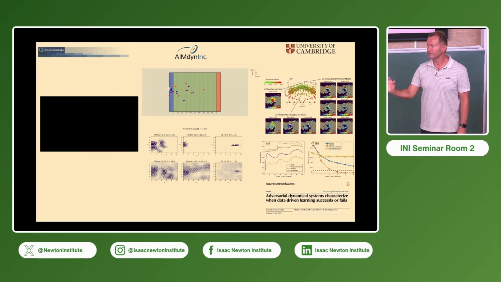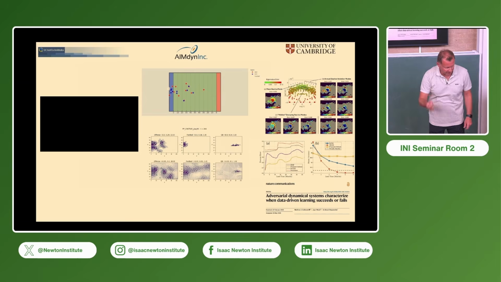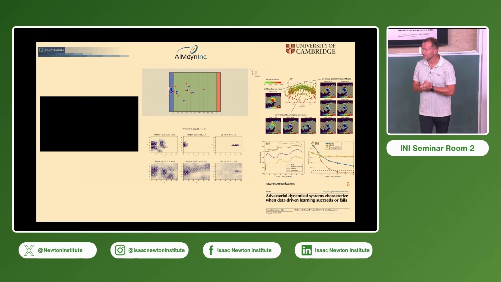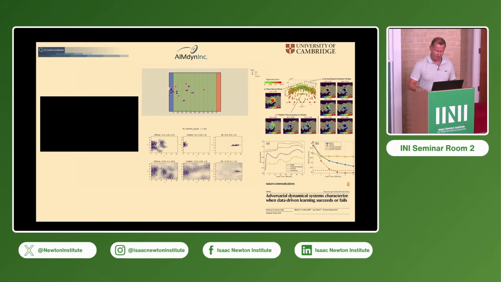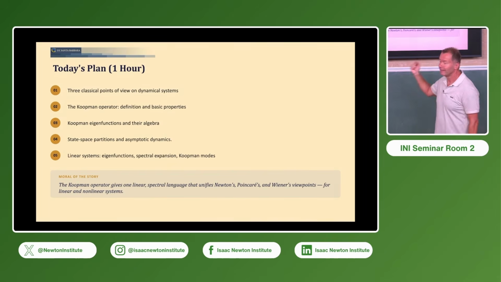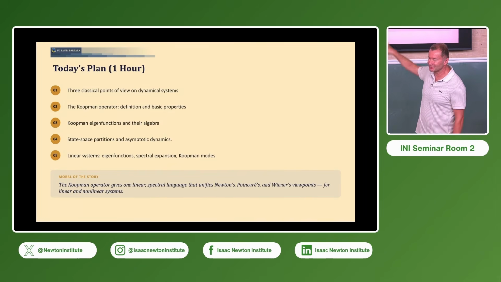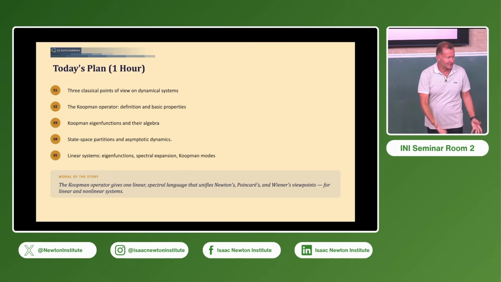The most complicated thing, something that Steve didn't talk about this morning, is aspects of chaotic dynamics and continuous spectrum. But I will start with eigenfunctions as well, and then I'll lead into discussion of continuous spectrum and the associated problems. So here's the plan. I'll start with some basic 3 points of view on dynamical systems. I'll tell you that the Koopman operator unifies those points of view.